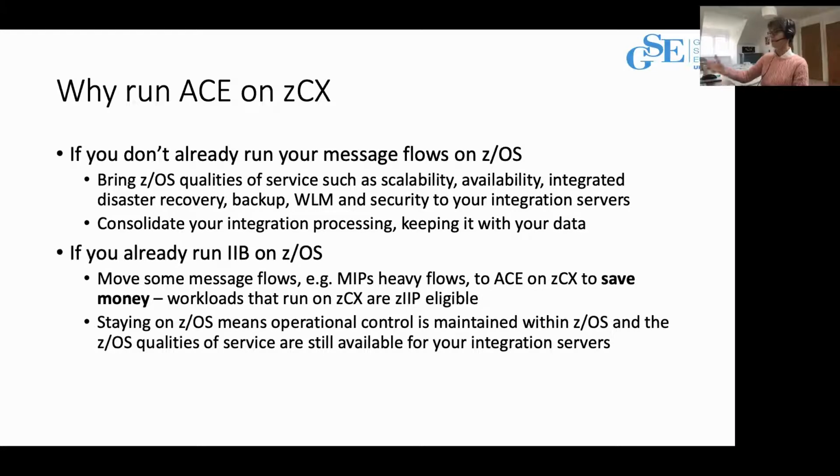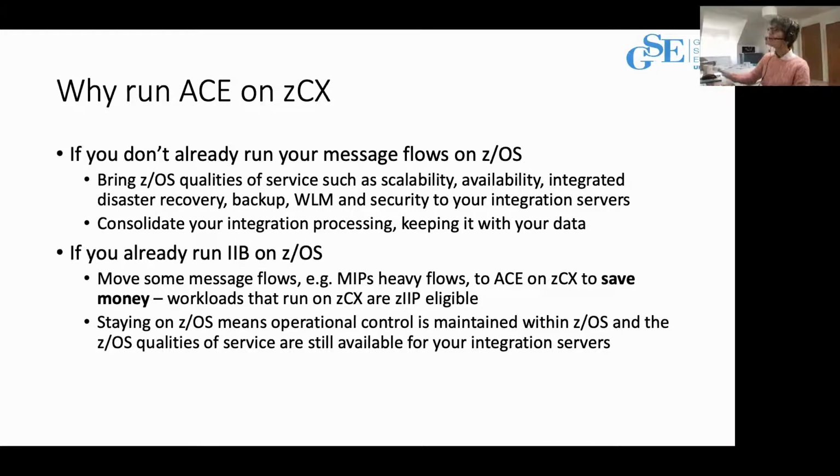So if your message flows in your integration servers are running flows that come from, say, CICS or DB2 on z/OS, why not run your integration processing there on your mainframe with those? So you don't get the network latency, your data doesn't have to leave the platform, and like I keep banging on, you get the qualities of service, scalability and such for your integration servers as well.